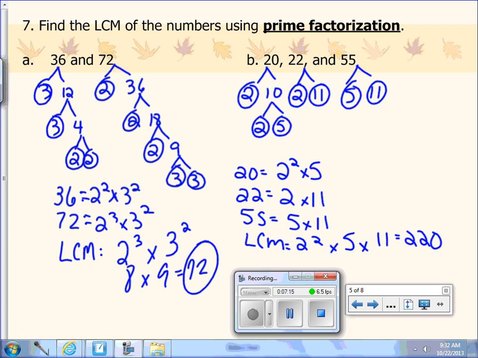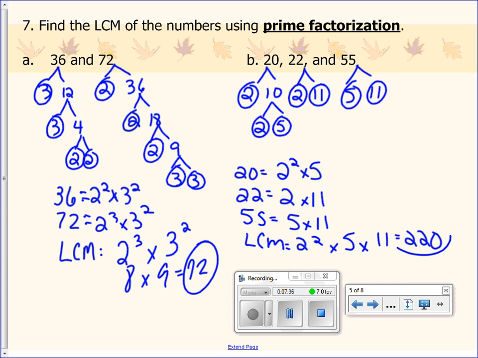So you'll notice the prime factorization. 20 is 2 to the 2nd times 5. 22 is 2 times 11. And 55 is 5 times 11. We took each factor to the highest power, which would be 2 to the 2nd times 5 times 11, and that's going to equal 220. So the least common multiple of 20, 22, and 55 is 220.